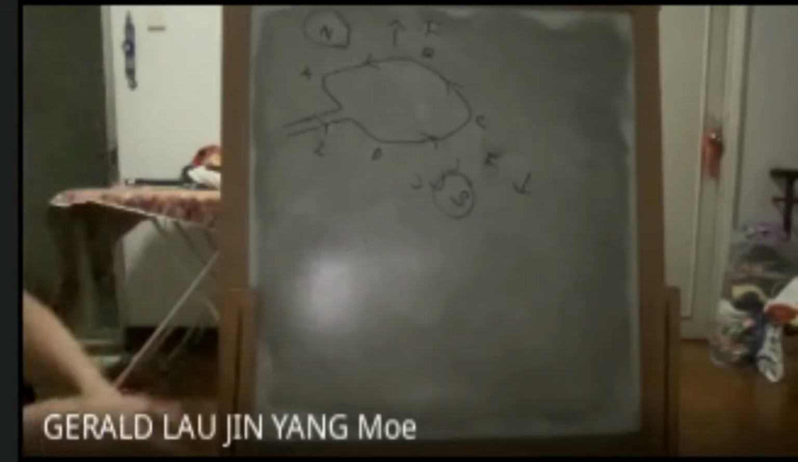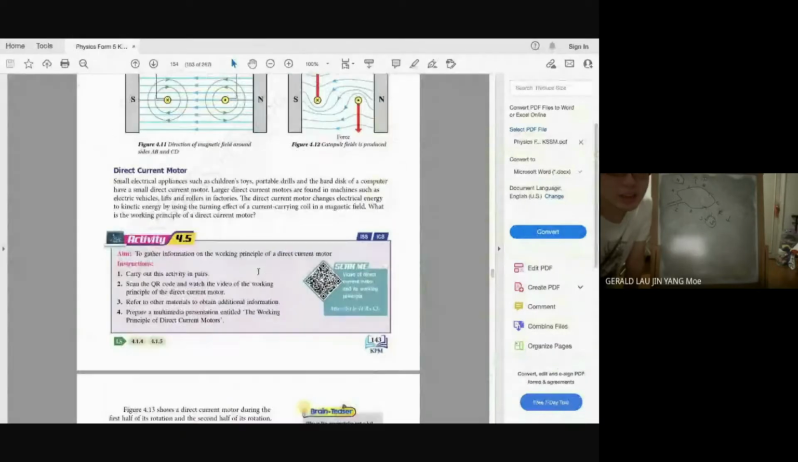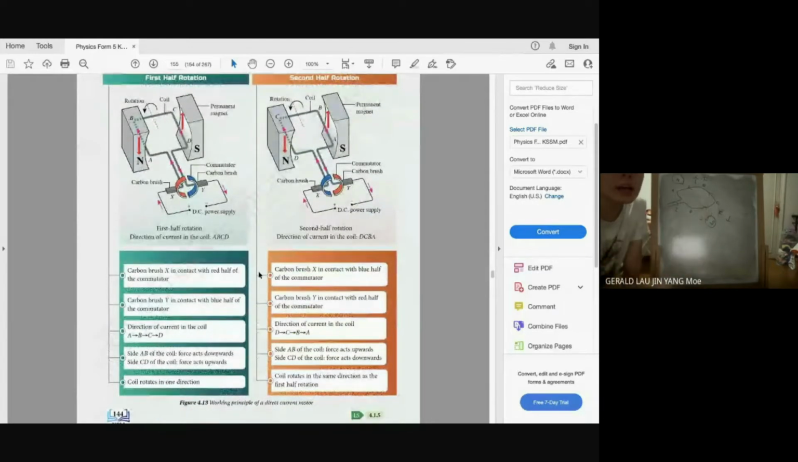Okay. So this is how you use the Fleming's left hand rule. Okay, direct current motor. So this is how you use the mechanism of the motor. Okay, so the same thing only. This thing is actually applied in the motor. The same thing. Okay, so you see, first half rotation.